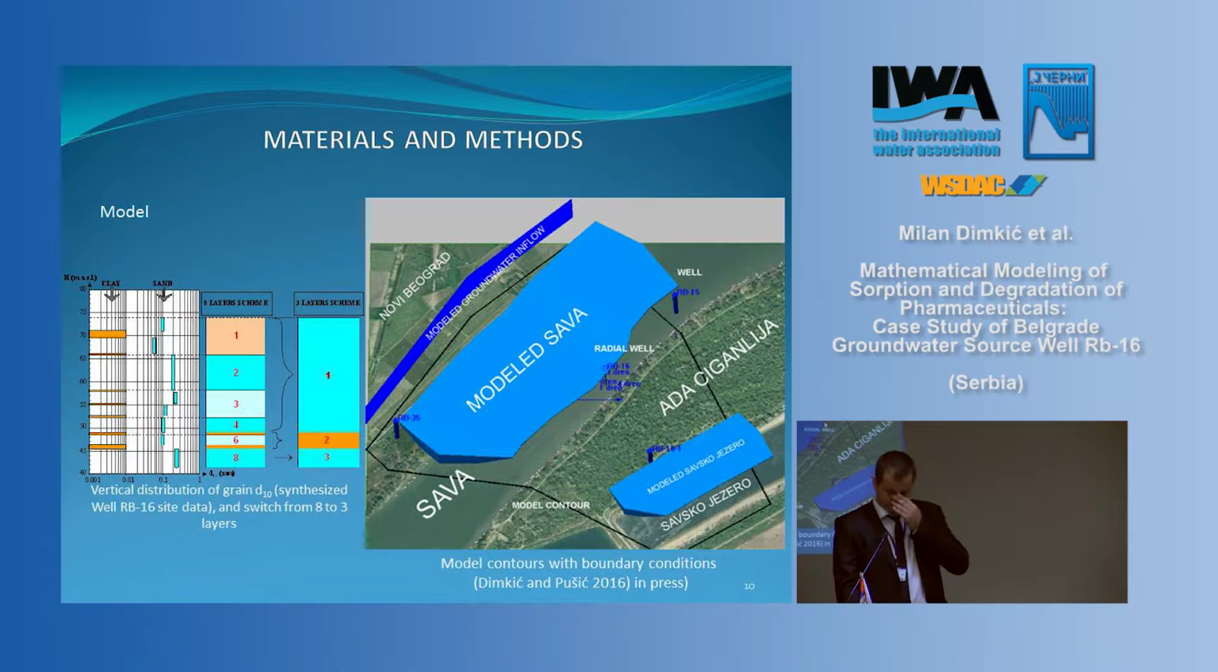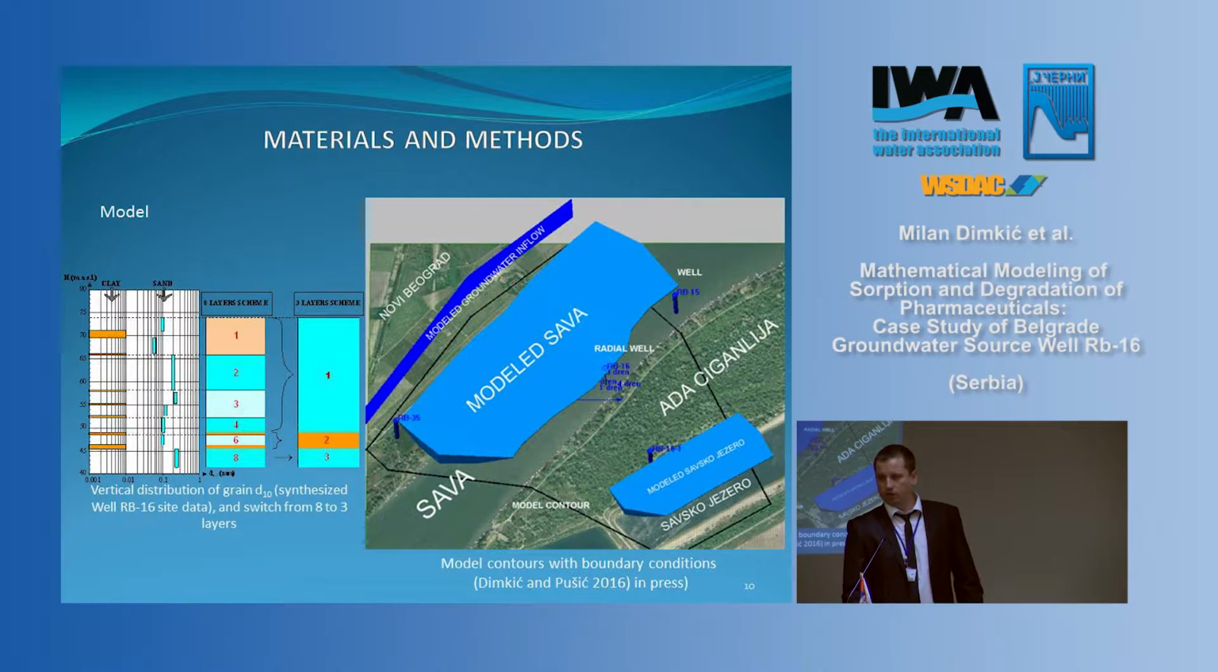This is only a simplified schematization. These are boundary conditions. We have the Sava River, the Savsko Jezero Lake. We have some wells. This is an investigated well, RB16.